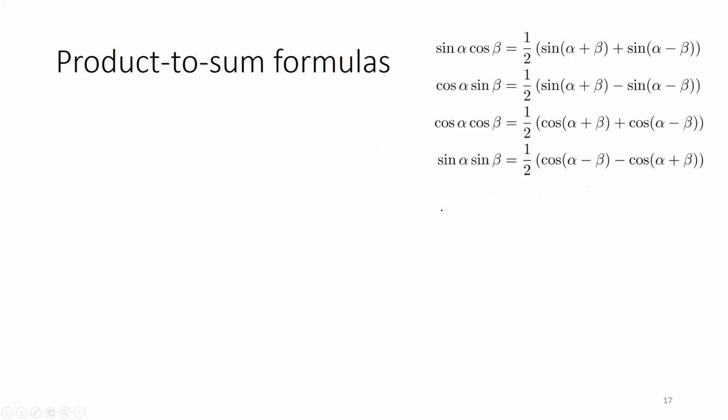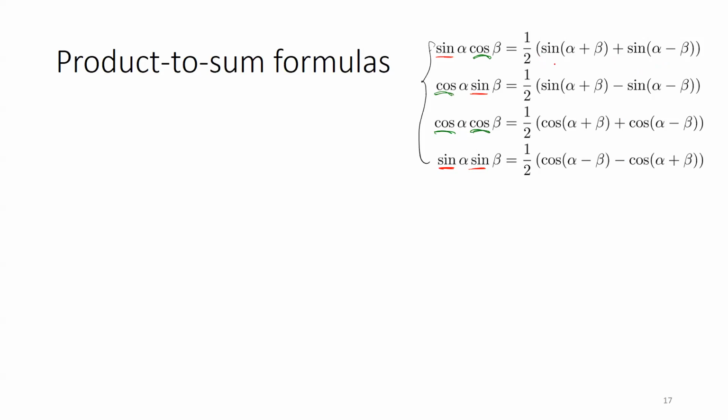And then the next set of formulas, and it's unfortunately another massive set, are the so-called product to sum formulas. And here I'm doing what the name indicates. I take a product of sine and cosine, so sine cosine, or cosine sine, or cosine cosine, or sine sine, and I express it as a sum or a difference of sines and cosines.